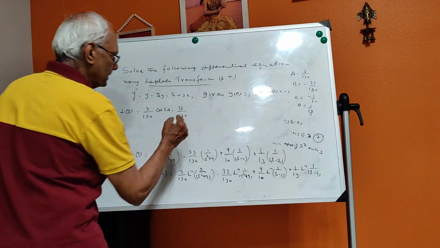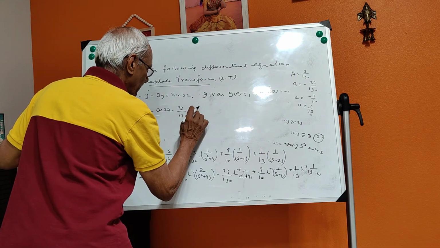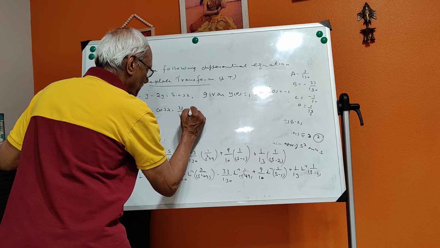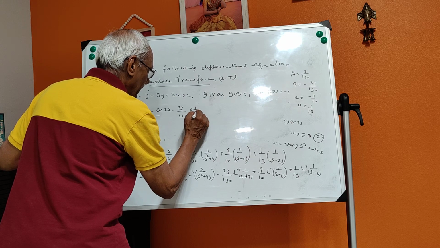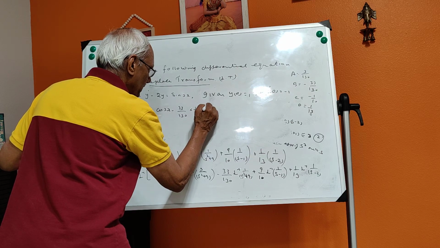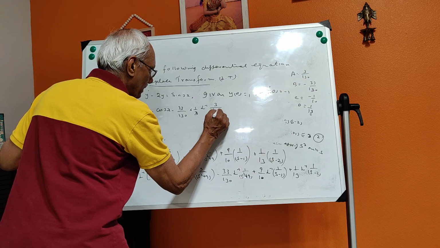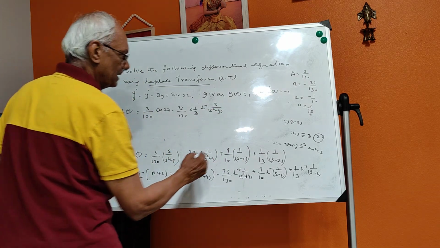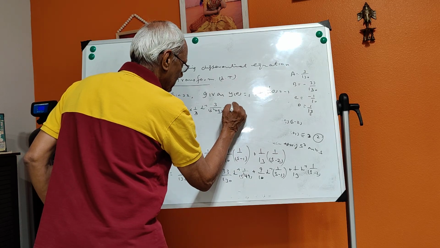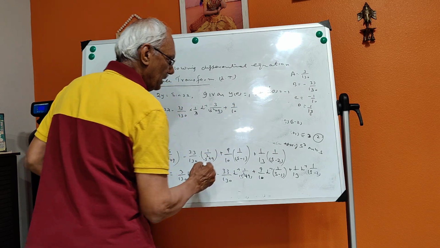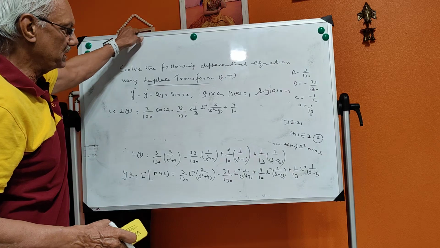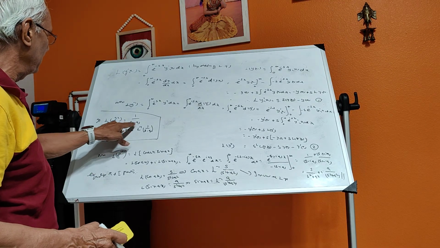So what you have to do here is multiply this by 3 and divide it by 3. So it is L minus 1 of 3 divided by s squared plus 9. Now you write like this, and this is plus 9 by 10 into the inverse Laplace transform of 1, which I have written here.